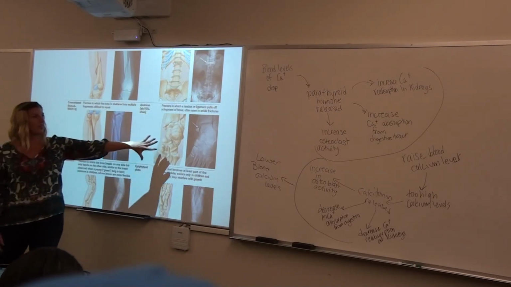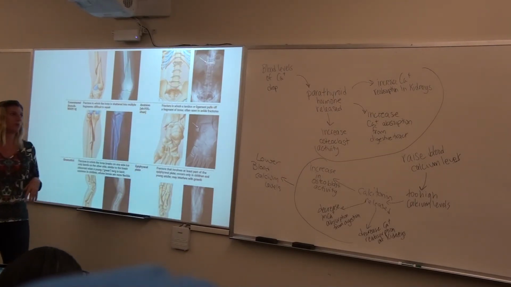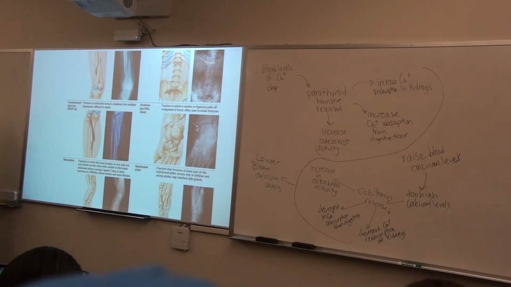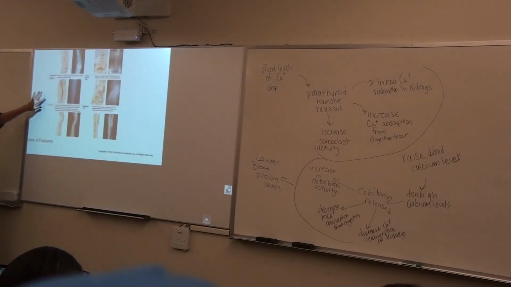An avulsion is when the tendon kind of pulls off of the bone. That's a pretty painful thing because tendons don't have a lot of vascularization. They take a long time to heal.